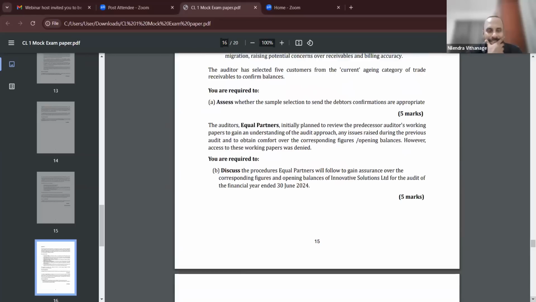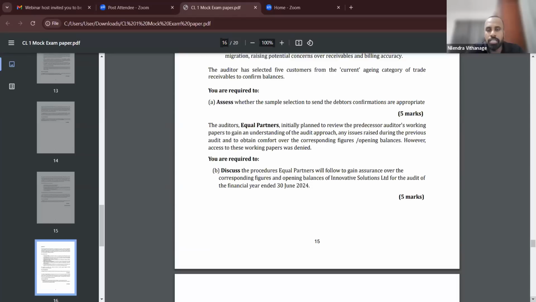Look at part D. Discuss the procedures Equal Partners will follow to gain assurance over the corresponding figures and opening balances. What are the procedures on opening balances of Innovative Solutions Limited? Because this is the first year, no? Last year was audited by a different firm. So what are the procedures for opening balances and corresponding figures?